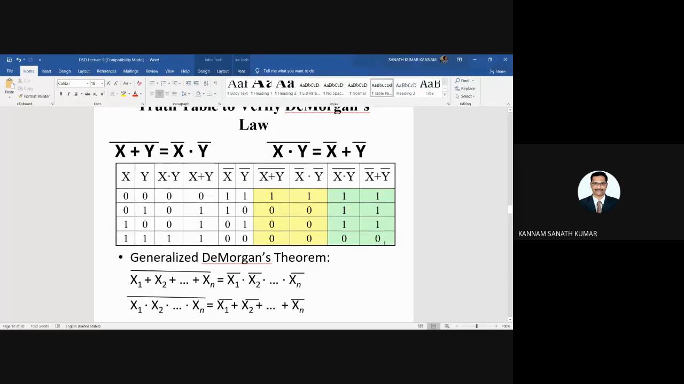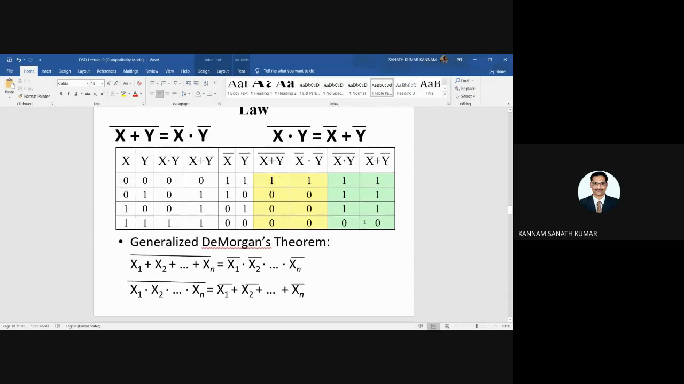If you observe here, x plus y whole bar and x bar into y bar, shown in yellow color, both outputs are the same. So from this truth table, we can say that x plus y whole bar equals x bar into y bar. And in green color, x into y whole bar equals x bar plus y bar. So these two outputs are the same.